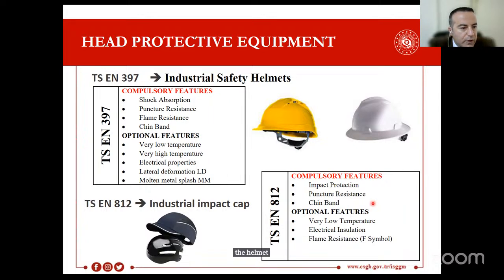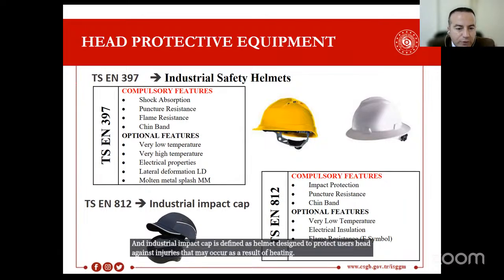Only shock absorption, you cannot see it here. And optional features are very low temperature, electrical insulation, and flame resistance. The symbol is F for this. And the industrial impact cap is defined as a helmet designed to protect users' heads against injuries that may occur as a result of hitting fixed hard objects.